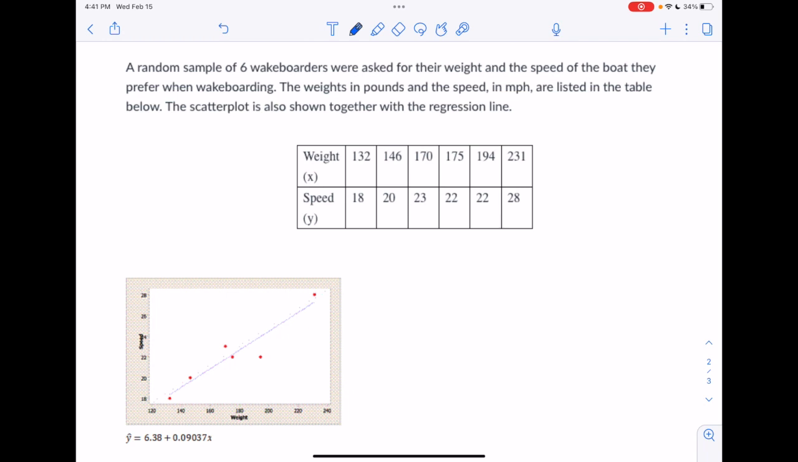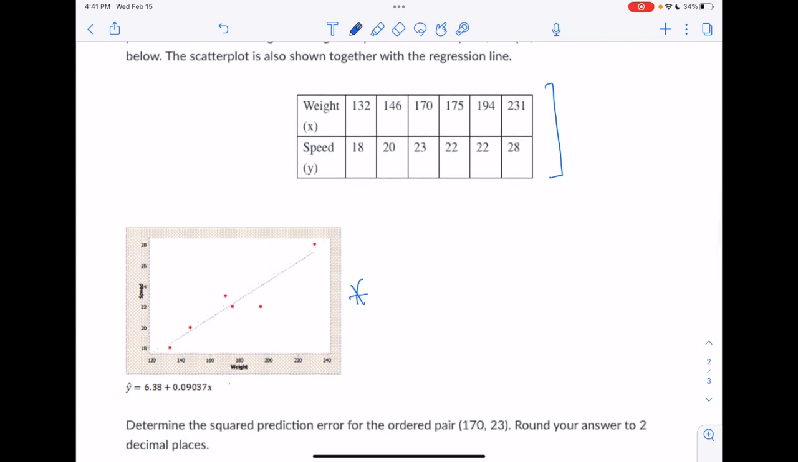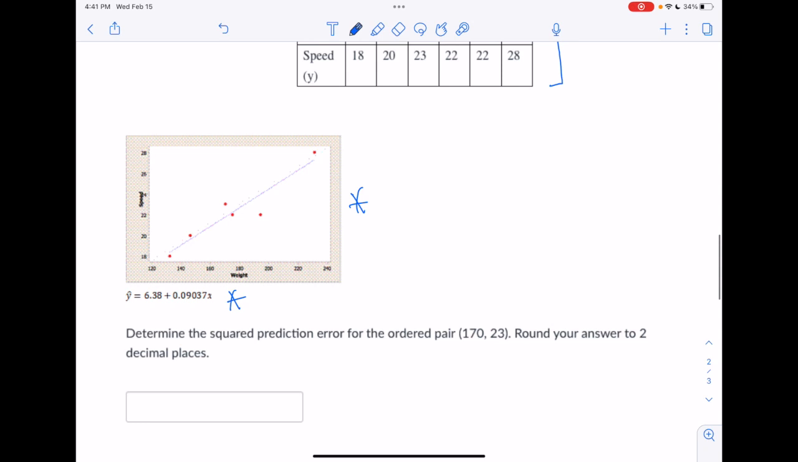A random sample of 6 wakeboarders were asked for their weight and the speed of the boat that they prefer when wakeboarding. The weights in pounds and the speed in miles per hour are listed in the table below, and then there's a scatter plot and also a regression line. So we've got the table here, we've got the scatter plot here, and regression line down there. So we'll see what we need, but they have in fact given us all those things. They want us to determine the squared prediction error for the ordered pair 170, 23, and they want us to round our answer to 2 decimal places.